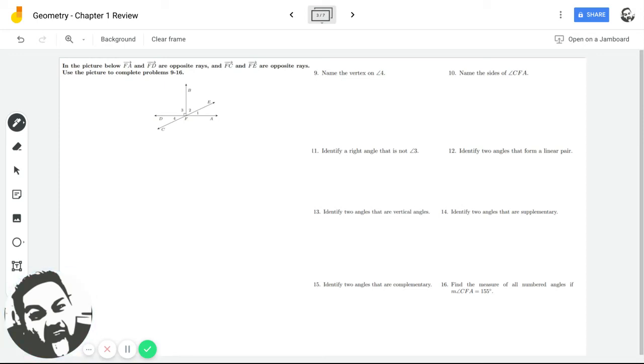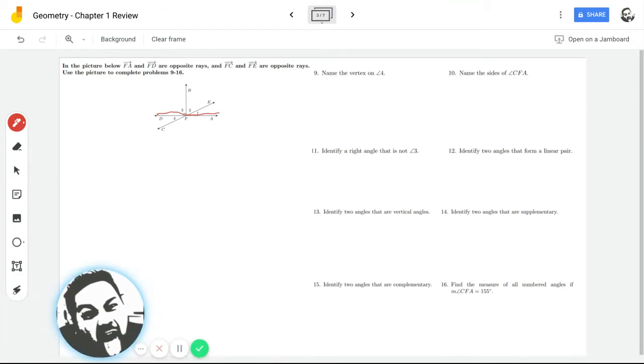All right, geometry, questions 9 through 16 for chapter 1 test. In the picture below, ray FA and ray FD are opposite rays. What does that mean? It just means that this line is a straight line. All lines are straight, but a lot of times people like to use the word straight line. So it's a straight angle, definitely.